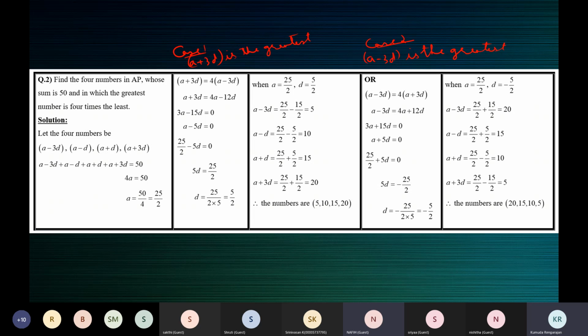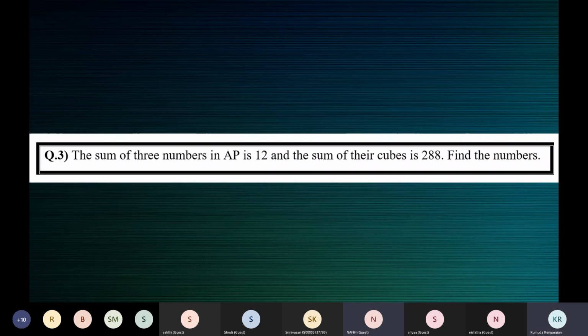Any questions, children? No, ma'am. Okay. But why is the energy level so low? No doubts, children? No doubts, ma'am. Okay. All right, children. Let's go to the next one.